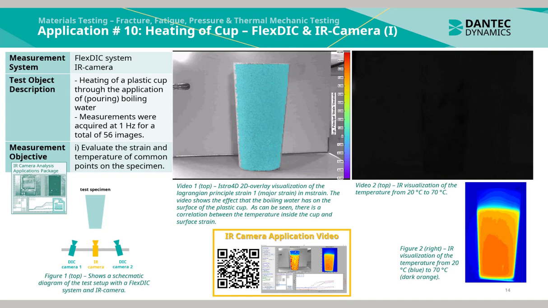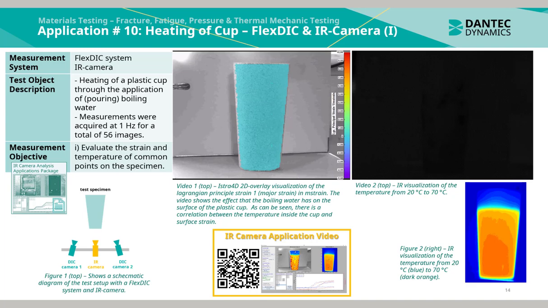Application 10 is a measurement performed using the FlexDIC system and an infrared camera of the heating of a plastic cup through the application of pouring boiling water. Measurements were required at 1 Hz for a total of 56 images. The measurement objective was to evaluate the strain and temperature of common points on the specimen surface.